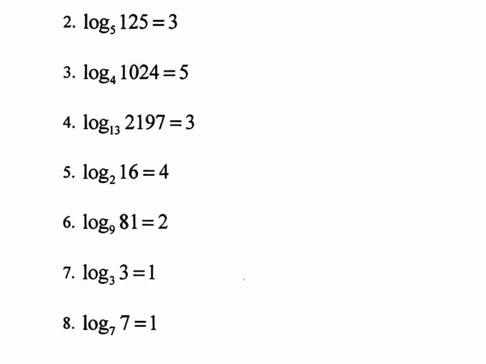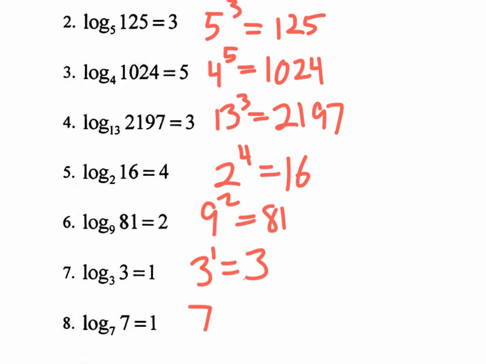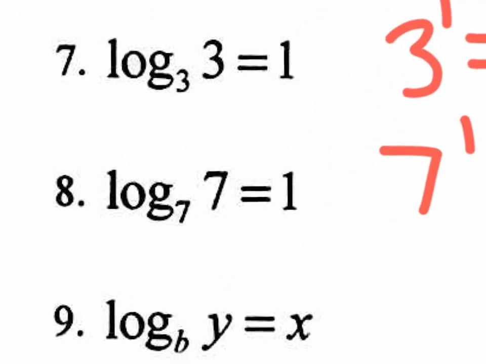I'm just going to pause it and post the answers so you can check them in a couple of seconds. So hit pause if you're at home right now and work them out. There are the answers for 2 through 7, but let's work on number 8 together. 7 to what power gives me 7? 1, right? So when I rewrite it in exponential form, it's 7 to the 1 power gives me 7.